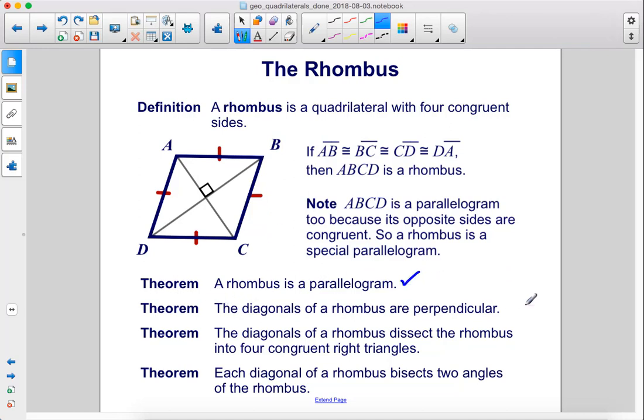The diagonals of a rhombus are perpendicular. The diagonals of a rhombus dissect the rhombus into four congruent right triangles, 1, 2, 3, 4. Each diagonal of a rhombus bisects two angles of the rhombus.